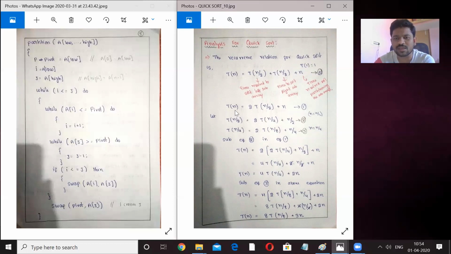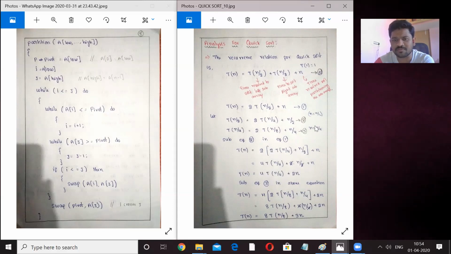Substituting n equals n by 2, I got this equation. If I substitute n equals n by 4, I got equation number 3. If I substitute equation 2 in 1, instead of T of n by 2 I'm going to substitute this whole equation. So 2 into T of n by 4 plus n by 2, plus this n will be here. So 2 into 2 is 4, T of n by 4, and 2 into n by 2, the 2 gets cancelled, n plus n becomes 2n. So here 4 T of n by 4.